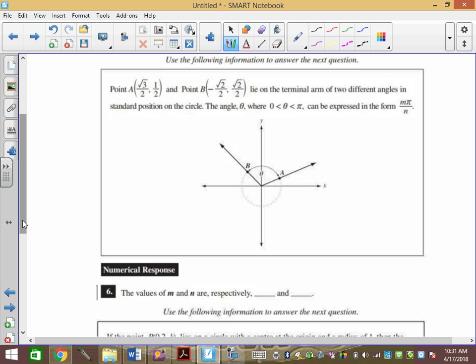Okay, this one. A point (√3, 5) and the point (-√2, 2) lie on the terminal arm of two different angles in standard position on the circle. Angle theta, between 0 and pi, can be expressed in what? What is this angle? How much? 30. And how much is this angle? 135. How do we find the angle between them? 135 degrees minus 30 degrees, which is 105 degrees, which is great.